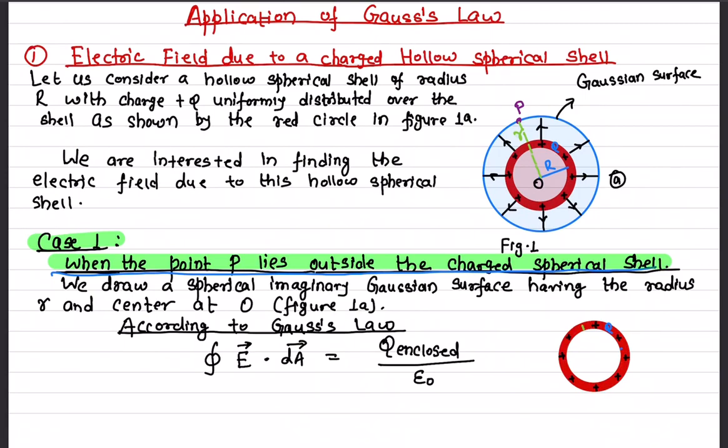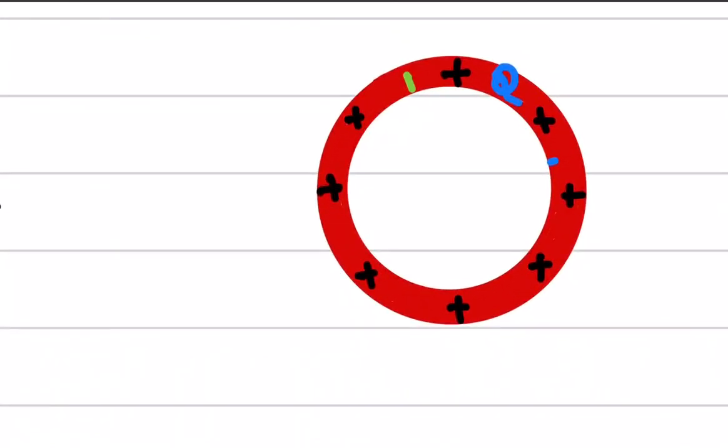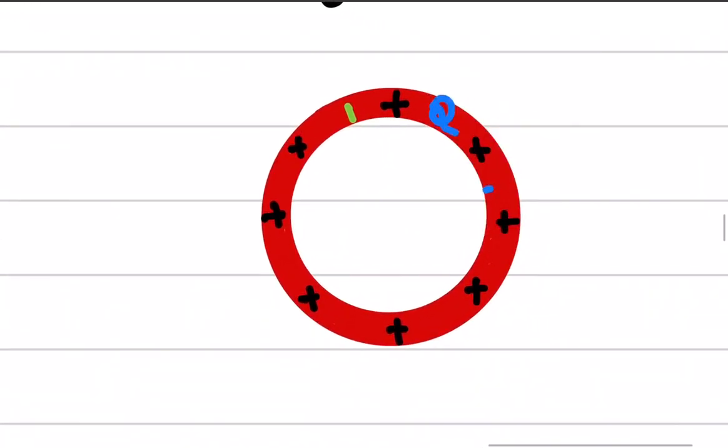In this video, I'll be talking about the application of Gauss law. So the first application will use Gauss law to find out the electric field due to a charged hollow spherical cell. Okay, it's a charged hollow spherical cell. So this is a charged hollow spherical cell. It's a sphere but nothing inside, it's hollow. And we assume the total charge that is uniformly distributed over this spherical cell is Q. That's the total charge.